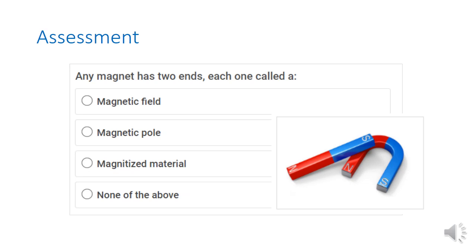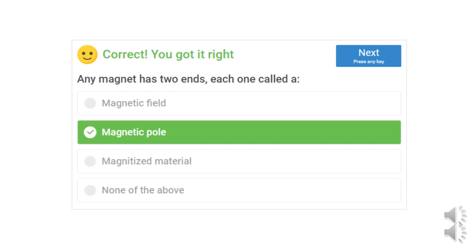I have now a question for the assessment. Any magnet has two ends, each one called a magnetic field, a magnetic pole, a magnetized material, or none of the above. The answer is magnetic pole. That's good. So north and south are called magnetic poles. Correct.